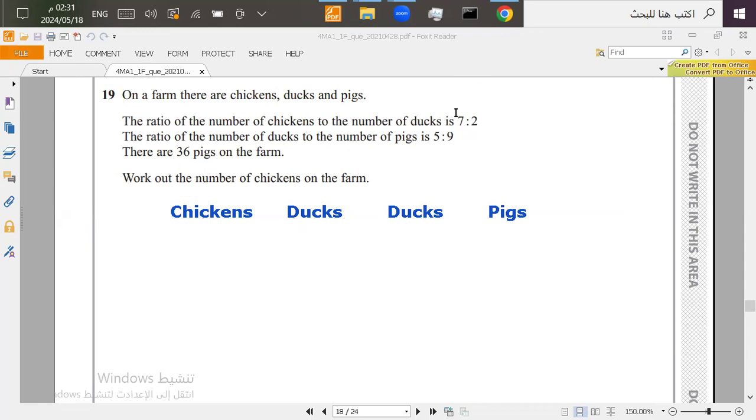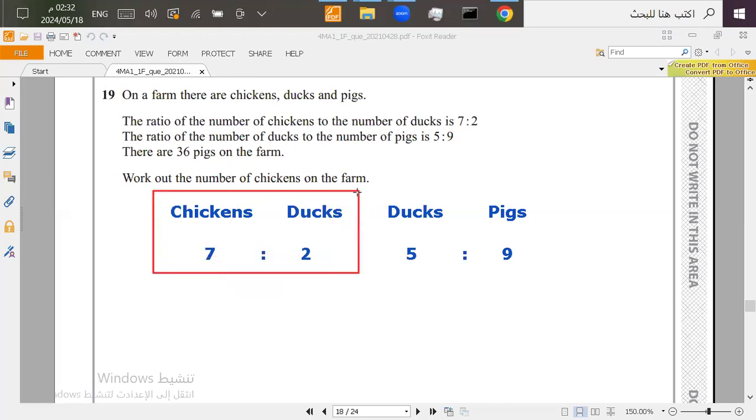Now, chickens are 7 and ducks are 2, so 7 to 2. Focus on the ratio, ducks 2. And then here, ducks to pigs, 5 to 9. As I said, we have two different ratios. This is ratio number 1, which is chickens and ducks, and this is ratio number 2, which is ducks and pigs. Two different ratios. You're going to jump from one ratio to another.